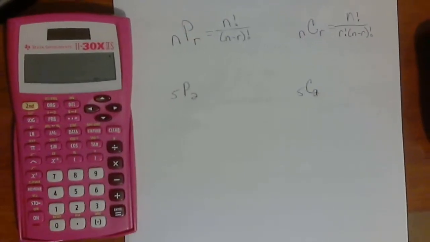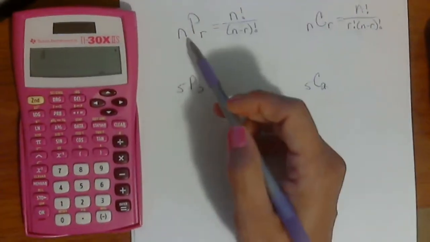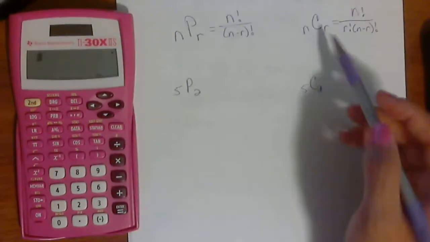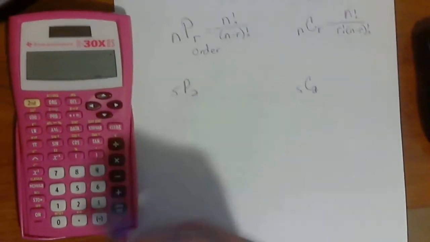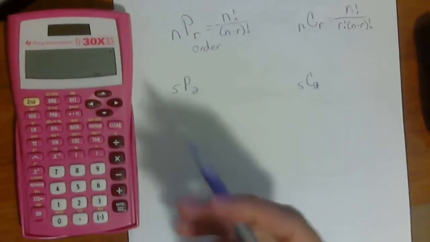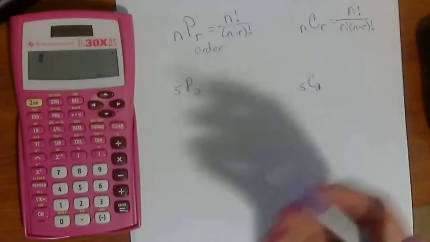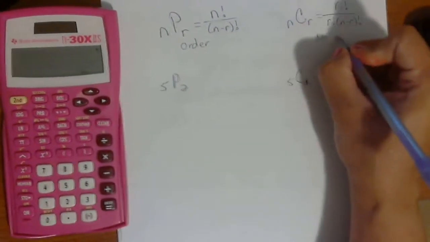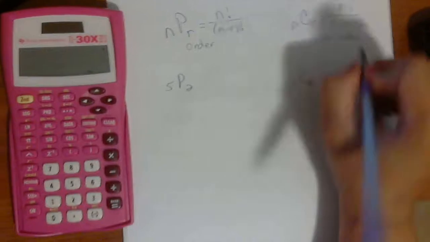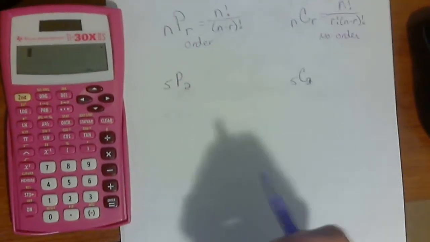Okay, for this video we're going to talk about the difference between permutations and combinations. Remember that with permutations, order matters, okay? So it's got some type of order, such as runners in a race finishing first, second, third, that type of thing. Combinations, there's no order. It doesn't matter how they are gathered.